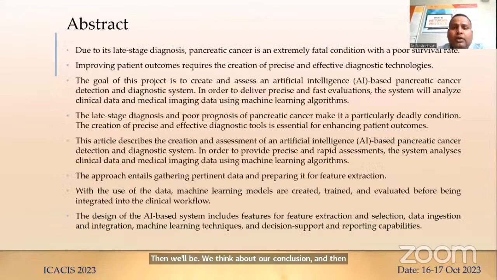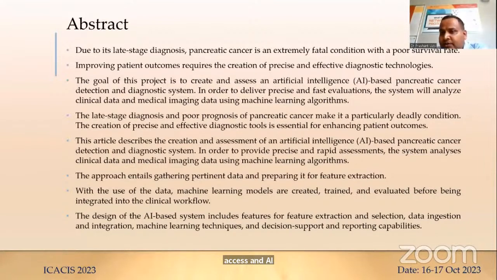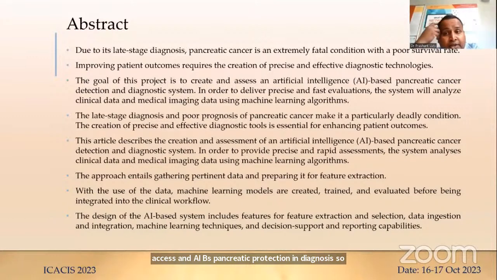So the abstract. When we talk about pancreatic cancer, due to late-stage diagnosis, pancreatic cancer becomes extremely fatal with a poor survival rate. So improving patient outcomes requires the creation of precise and effective diagnostic technologies. The goal of this project is to create and assess an AI-based pancreatic detection and diagnostic system in order to deliver precise and fast resolution, where the system will analyze clinical data and medical imaging data using machine learning algorithms.